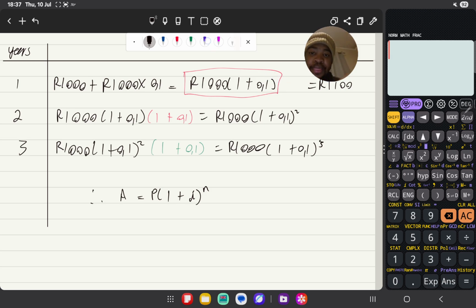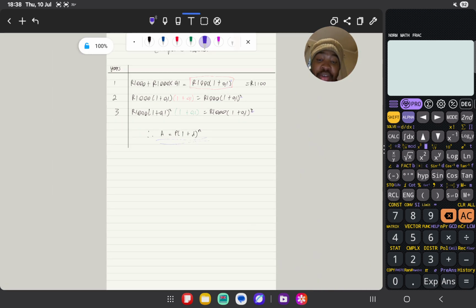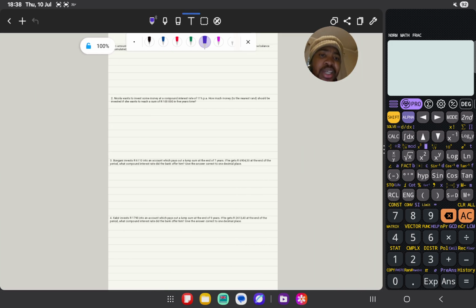You can see it here. We had to the power of 1, to the power of 2, to the power of 3, right? So as the number of years increases, n also increases. And if the number of years decreases, n also decreases. So this then becomes the formula that we use in compound examples. So let's go do some examples so that we clearly understand how to use that equation.